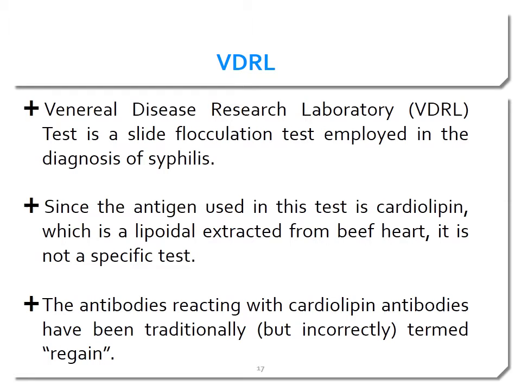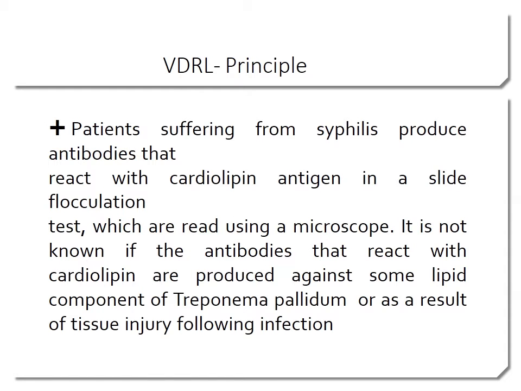VDRL, the Venereal Disease Research Laboratory test, is a slide flocculation test employed in the diagnosis of syphilis. Since the antigen used in this test is cardiolipin, which is a lipid extracted from beef heart, it is not a specific test. The antibodies reacting with cardiolipin have been traditionally termed reagin.